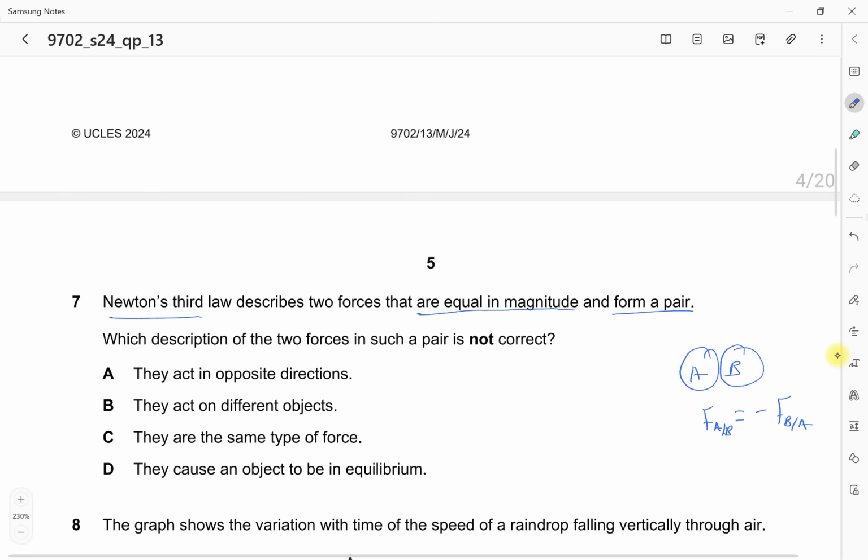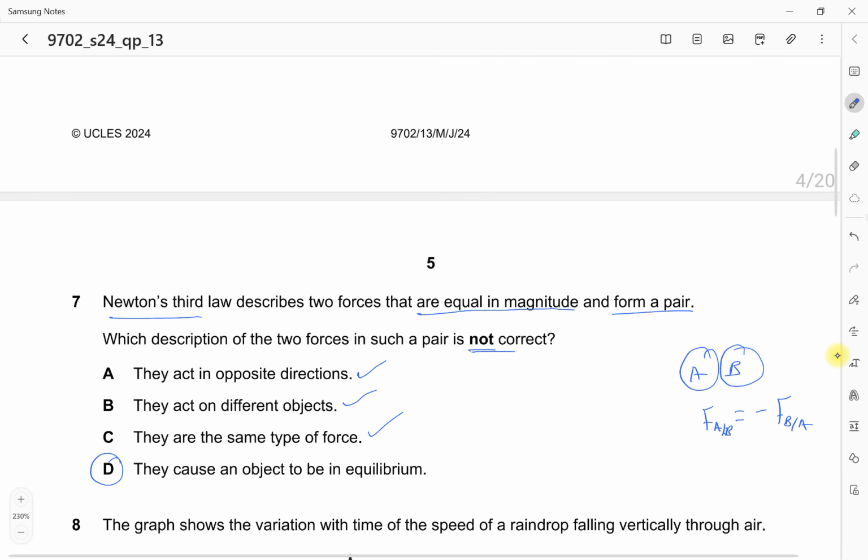So which description of the two forces in such a pair is not correct? One, they act in opposite directions. I think that is correct. Two, they act on two different bodies. I think that one is also correct. Three, the forces are of the same type, which I also think is correct, the forces should be of the same kind. And that means the answer is going to be D.